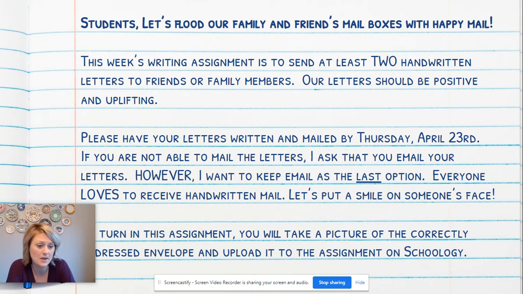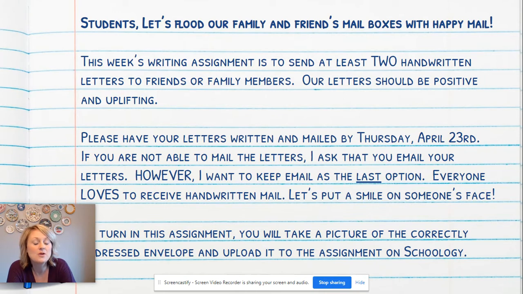If you're not able to mail, like if something happens and you can't get stamps or envelopes, I get that. You can email, but I really want to keep email as the last resort. Everybody's getting hundreds of emails every single day with all of this work from home and quarantine. So I really wanted to flood with actual mail. My dad sent me a letter this week. I sent out some letters. It's just fun to get something that's not a bill or junk mail.